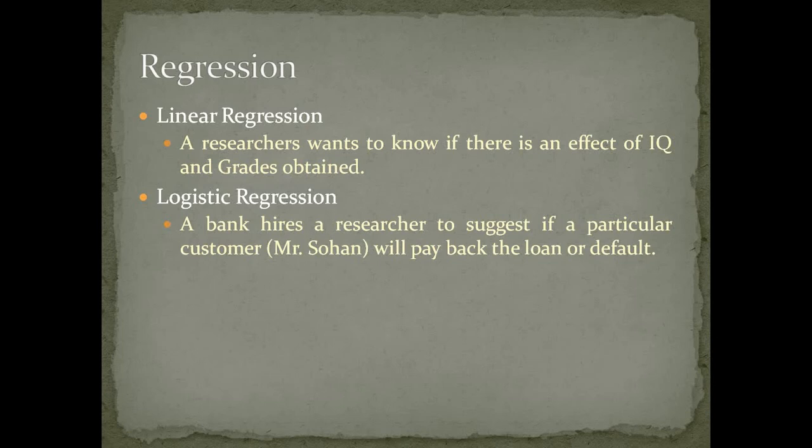Okay, so here the categories are how many? Two. Whether he will pay back the loan or he will default on the loan. That is what the bank wants to know. So the bank has hired a researcher to do this. If you want to do such kind of analysis, you would go for a regression, but here you will go for a logistic regression, where your dependent variable will be categorical. And in linear regression, what happens? Both your independent and dependent variables are not categorical, it's metric data, which means continuous data.